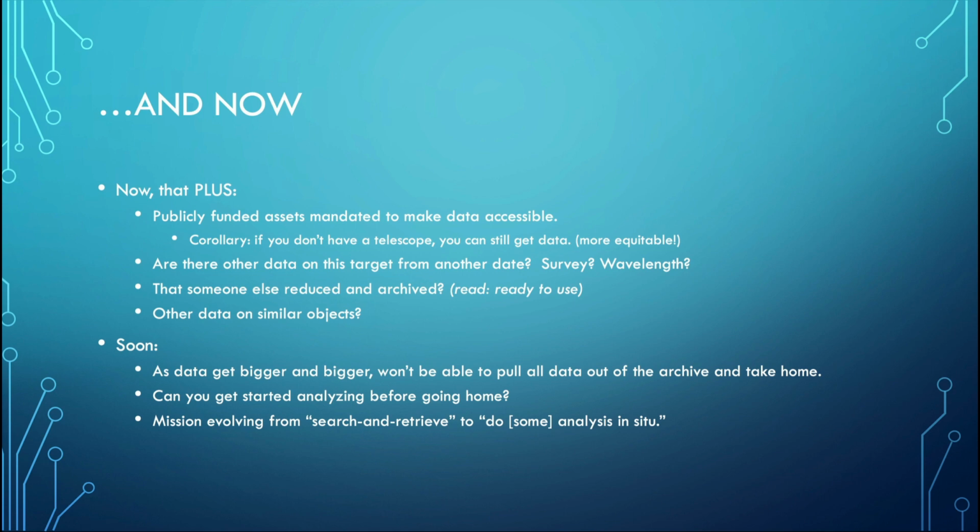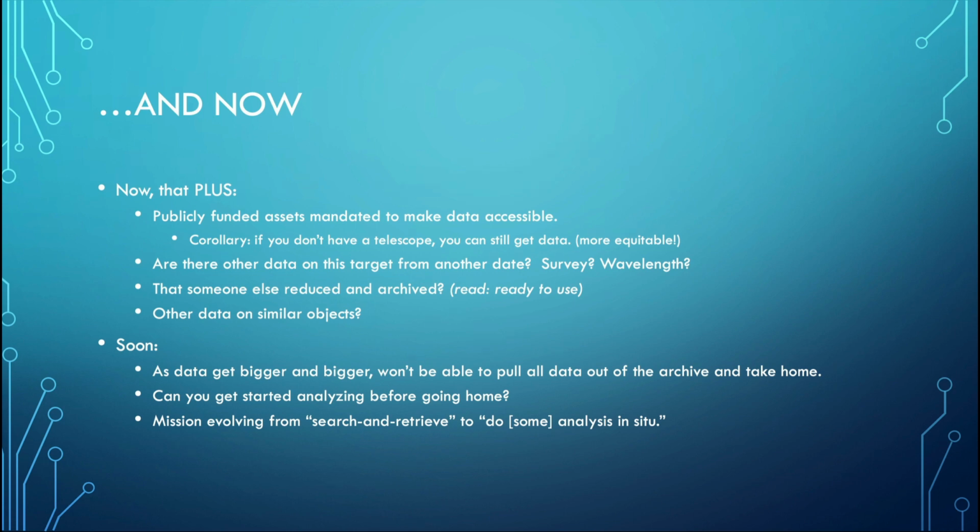So when you go to these archives, now you can go with a mindset of, are there other data on my target from another date, from another survey, from another wavelength, from another telescope, and go and see what's out there. And you can also go and find some data that are ready to use right now that somebody else already did all the hard work on that I can just pick up and use today. I can also look to see if there's other similar data on similar objects that I didn't even know were there when I started.